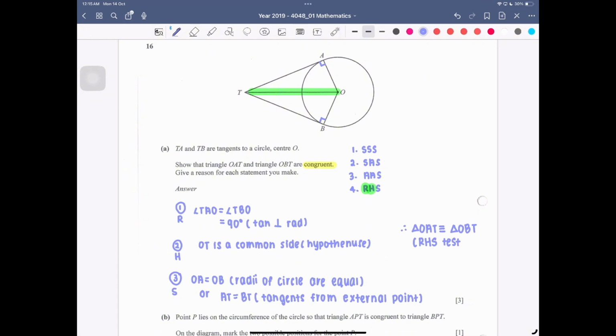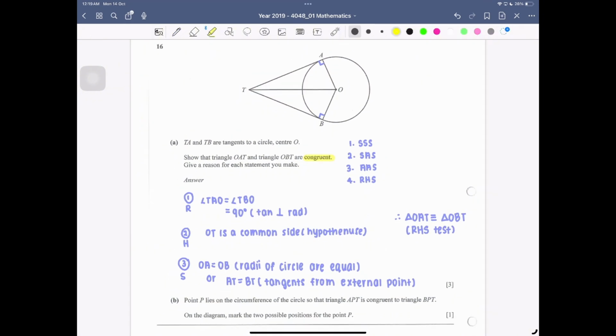And this is due to the RHS test. So, done. For part B, we need to mark out point P which lies on the circumference of the circle such that triangle APT is congruent to triangle BPT. On the diagram, mark the 2 possible positions for point P.